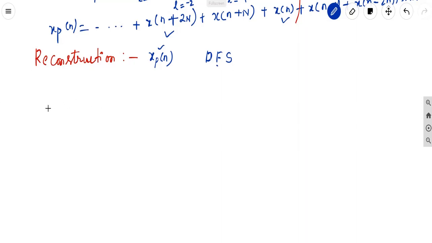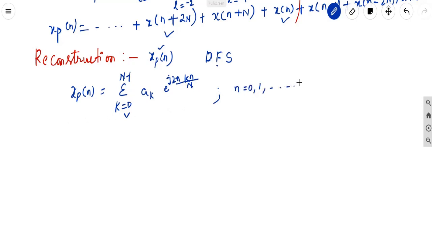Now if I express this signal in discrete Fourier series, the equation is xp of n is equal to summation k is equal to 0 to N minus 1 a of k e to the power of j 2 pi k n divided by N, where we have already defined k here. Now we will define n. So n is equal to 0, 1, ..., N minus 1.